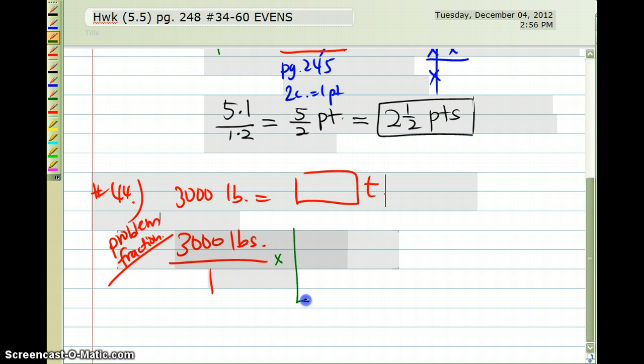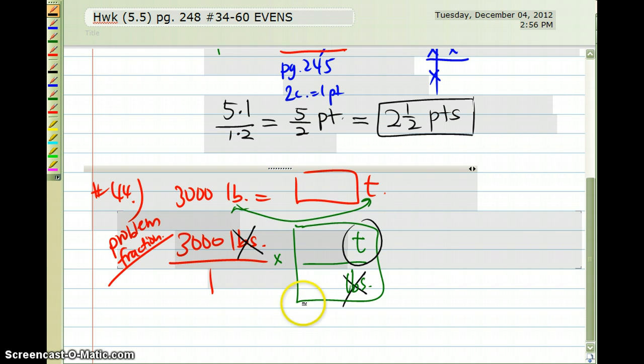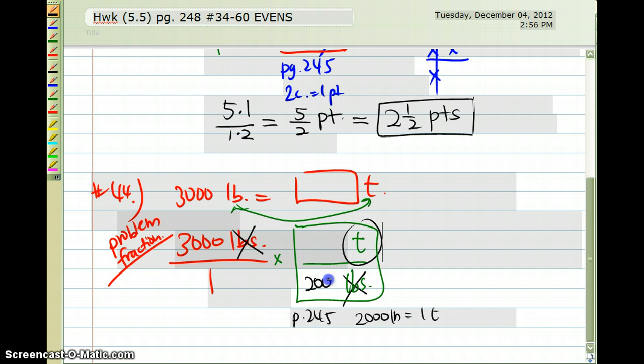Then I'm going to multiply by a fraction that I create. That fraction is going to be the relationship between pounds and tons. Because I'm looking for tons, I write tons in the numerator and pounds in the denominator. A sure way to check that I did that right: I know that there's pounds in the numerator and pounds in the denominator, so I'm allowed to cross that out, and then you'll see that tons is the only thing left over, which is the answer I'm looking for. On page 245, it says that there's 2,000 pounds in 1 ton, so I'm going to write 2,000 in my denominator, 1 ton in my numerator.